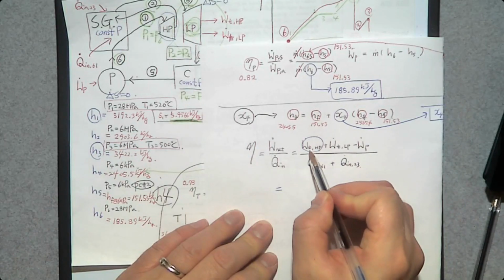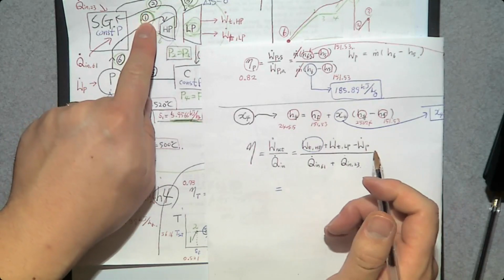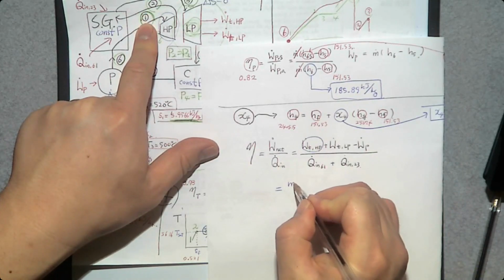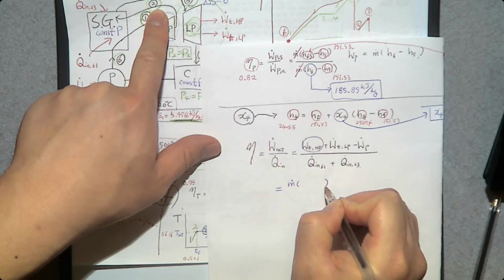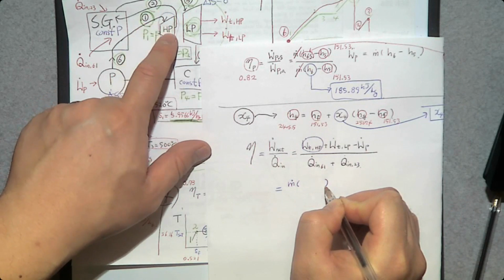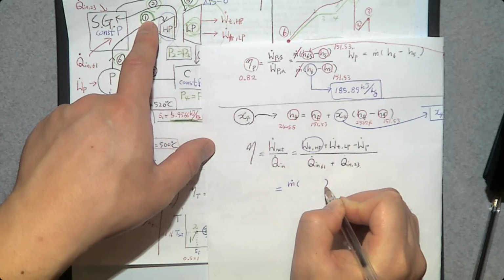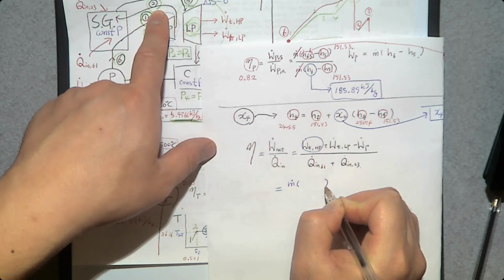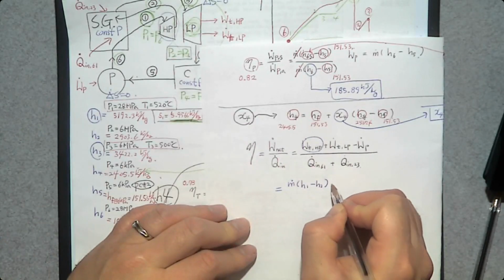The power produced by the high pressure turbine is between 1 and 2. So it's going to be either m dot H1 minus H2 or H2 minus H1. But as you know, the turbine produces power. That power comes from number 1. So H1 should be greater than H2, right? So it's going to be H1 minus H2.